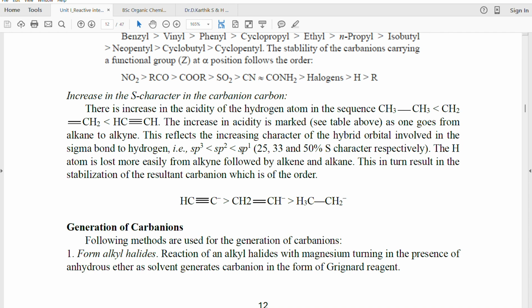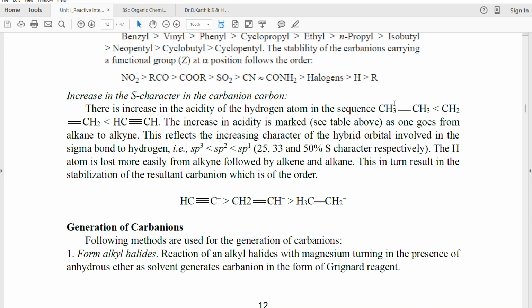That means the ratio is 50-50, 50% s orbital involved and 50% p orbital involved. So the s character increases when you go from sp3 to sp hybridization, right? So when this s character increases, that will stabilize the carbanion.